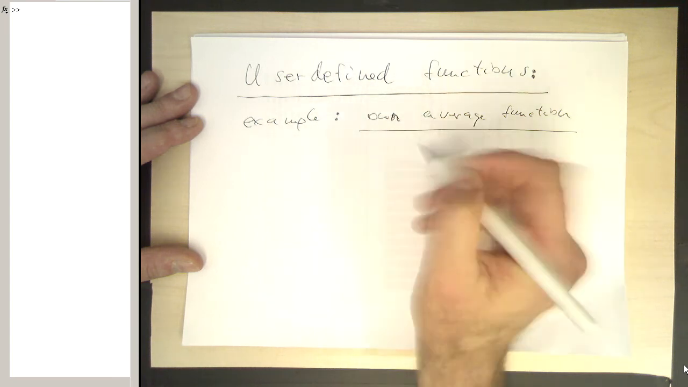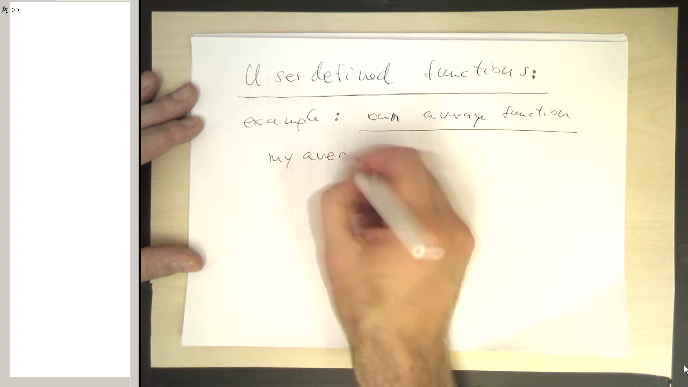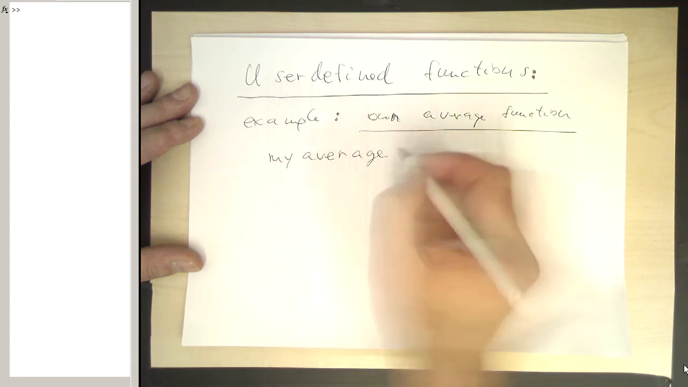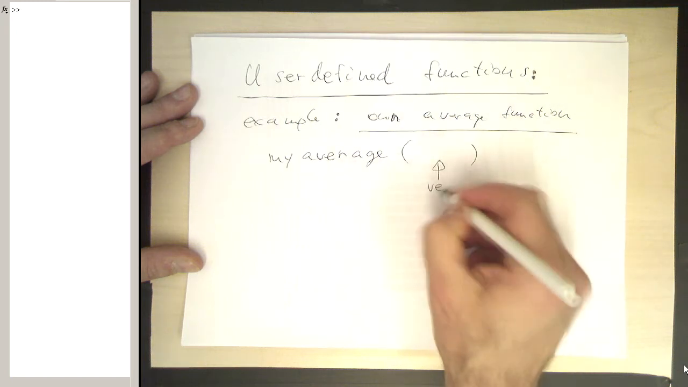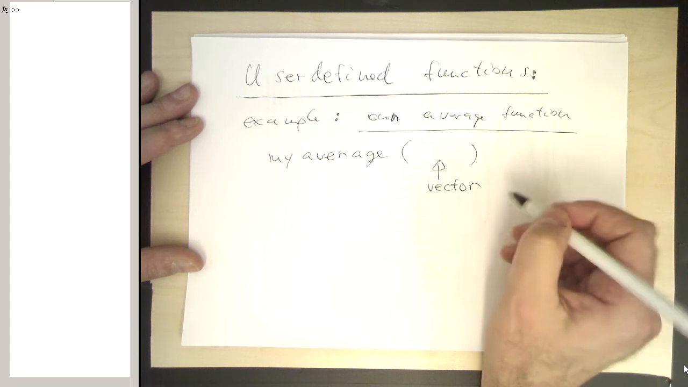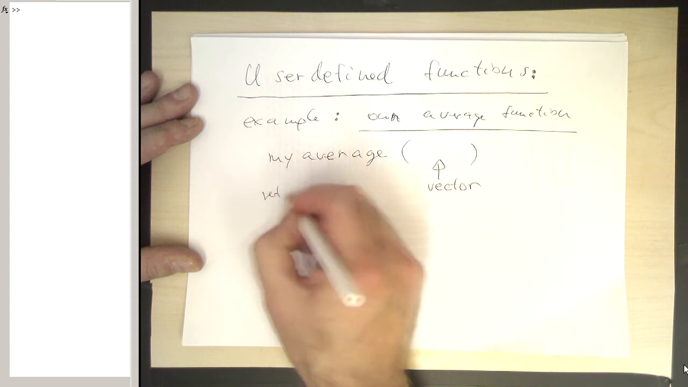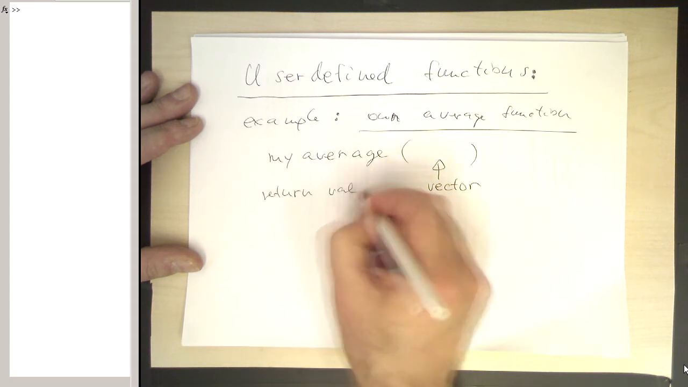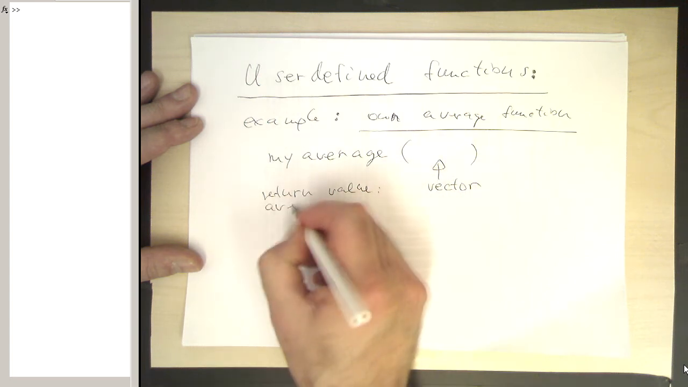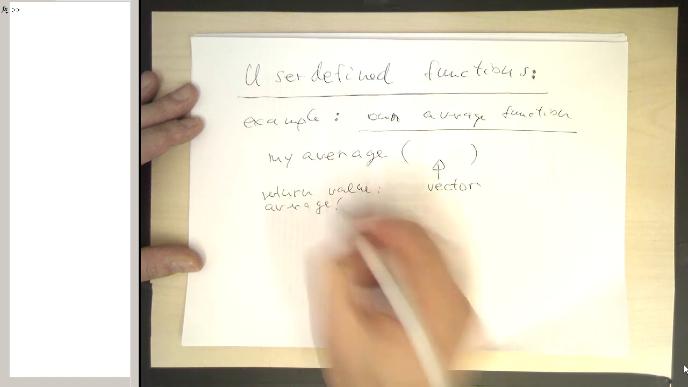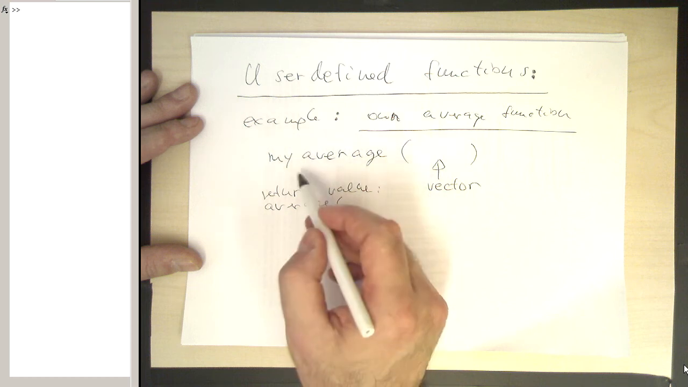So let's call this function myAverage, and so we would like to put in a vector with a couple of numbers we would like to average, and then the return value should be obviously our average. And so the way of creating something like the myAverage in MATLAB is very, very simple.